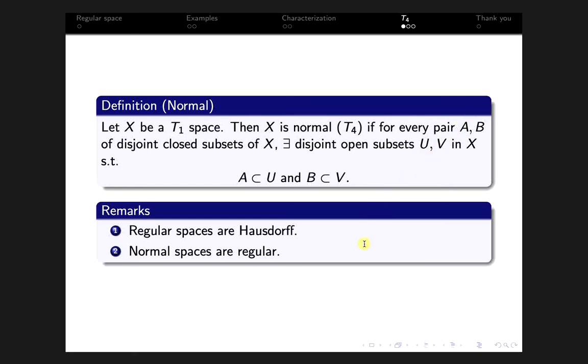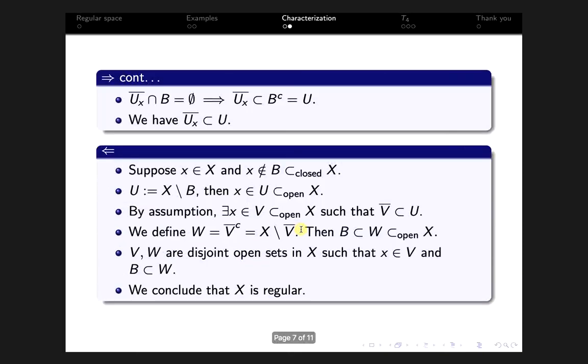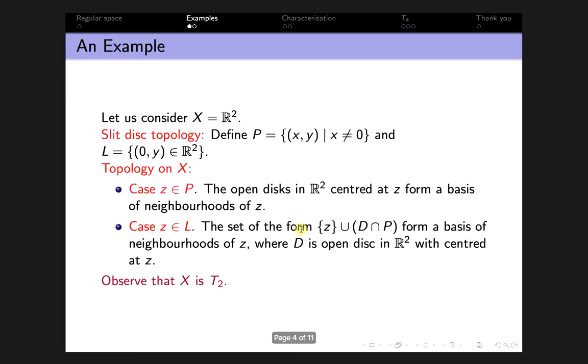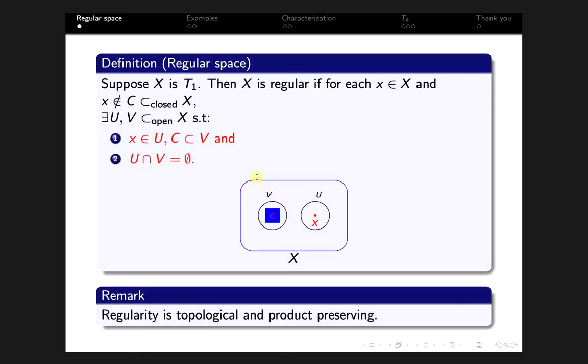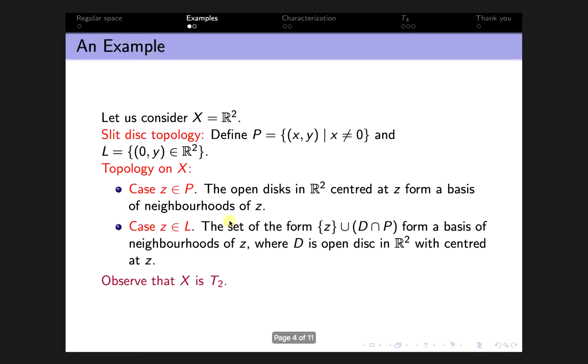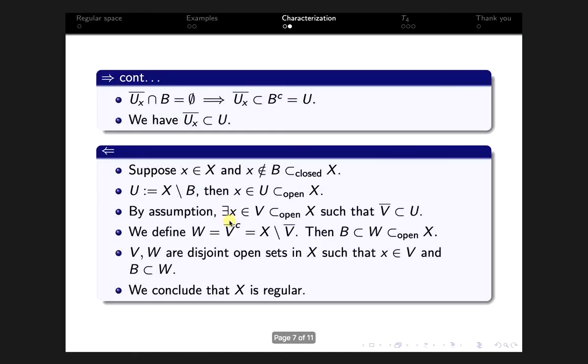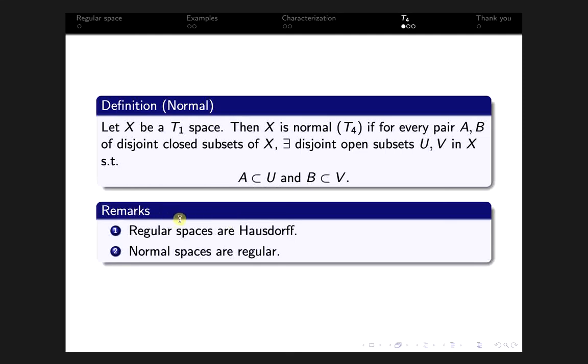Now we have some remarks here. Regular spaces are Hausdorff. After the definition of regular spaces, I said that if you take C equal to a singleton set, then in this particular case this coincides with the condition of Hausdorff spaces. So X is regular implies X is Hausdorff.